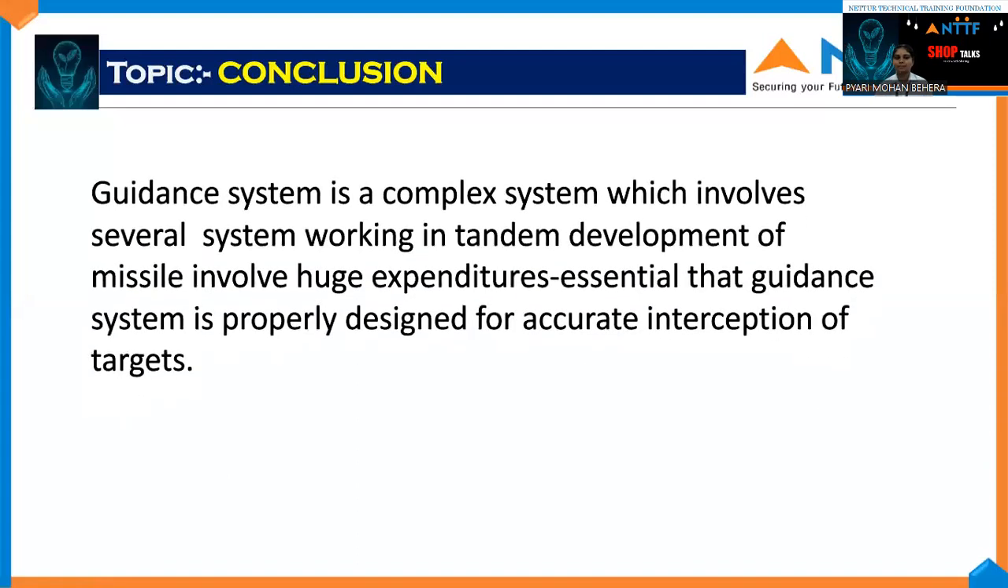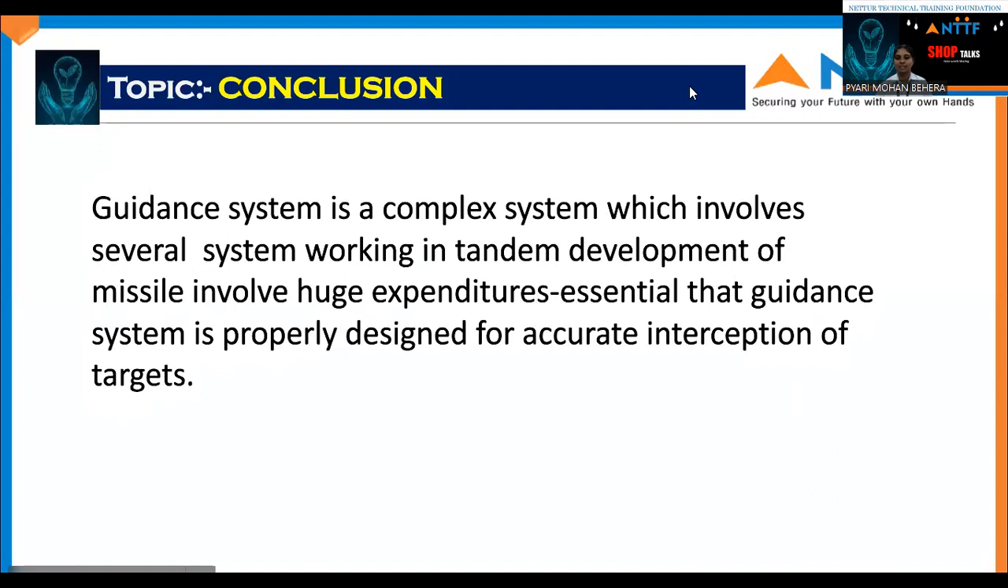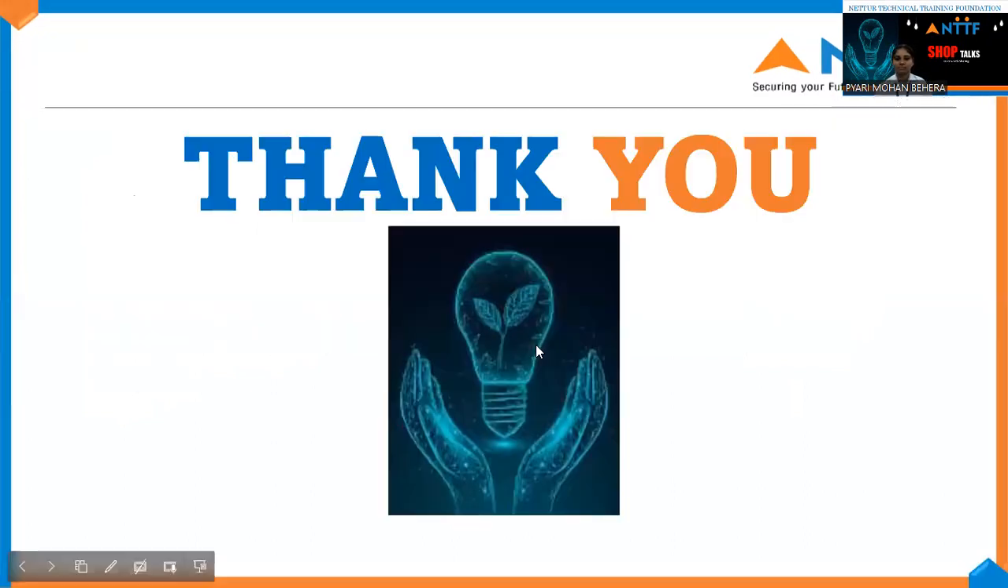Then the conclusion. The guidance system is a complex system which involves several systems working in tandem. Development of a missile involves huge expenditures. It is essential that the guidance system is properly designed for accurate interception of the target. Thank you.